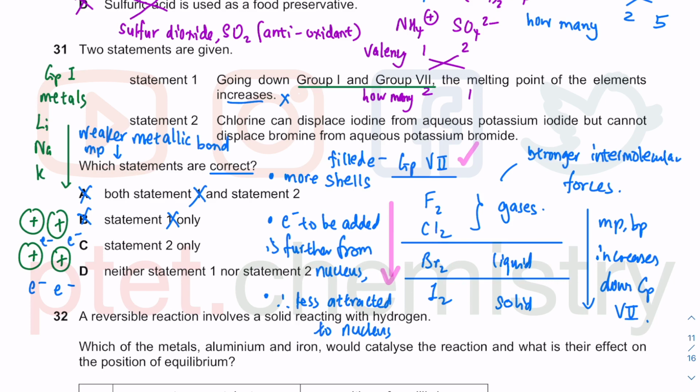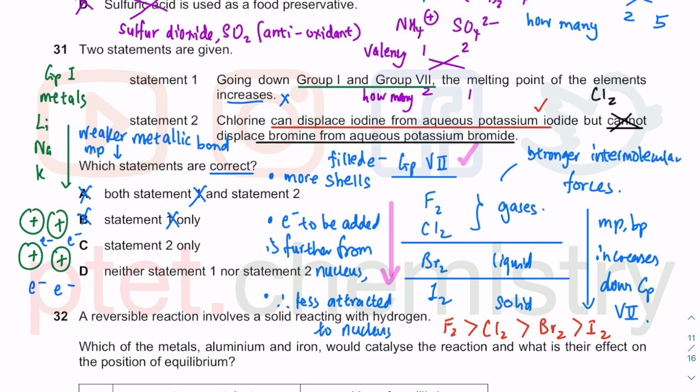In terms of reactivity for the displacement, we know that fluorine can displace chlorine from chloride, and chlorine can displace bromine from bromide. Bromine can displace iodine from iodide, but not the other way around. Chlorine can displace iodine from iodide. That first statement is correct. Chlorine cannot displace bromine from potassium bromide. That second statement is wrong because it says chlorine cannot. Chlorine can, because chlorine, Cl2, is a stronger oxidizing agent than Br2.